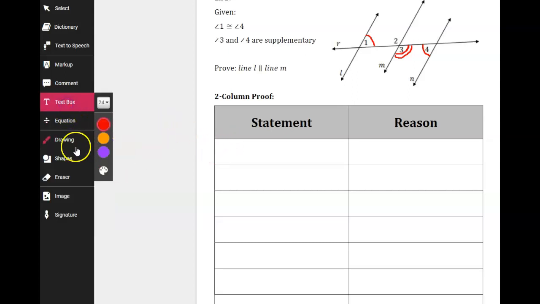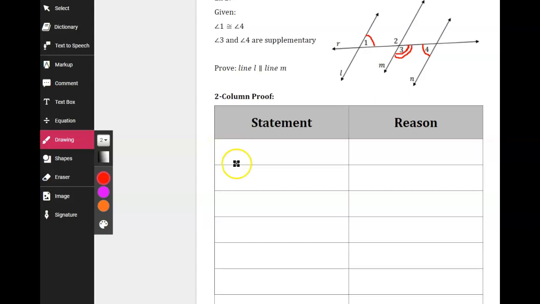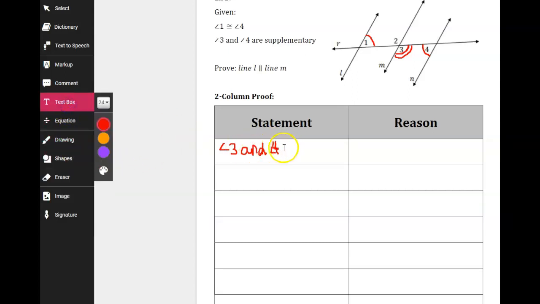by my given statement that angle 3 and angle 4 are supplementary. And the reason is that that's given to me. Okay? Maybe I'll try to align my reasonings over there. So the reason is that that's given to me.